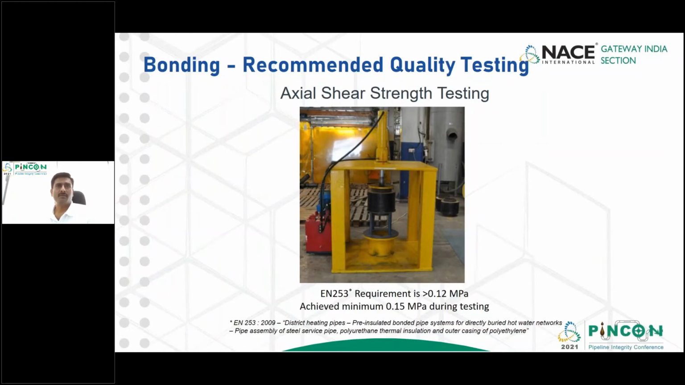Recommended quality test for bonding. As per EN 253 standard, the axial shear strength of a bonded piping requirement should be greater than 0.12 MPa. When polyurethane foam is used with spray technology, the axial shear strength achieved is 0.15 MPa. The designers must specify a bonded pre-insulated piping system meeting EN 253 standards.